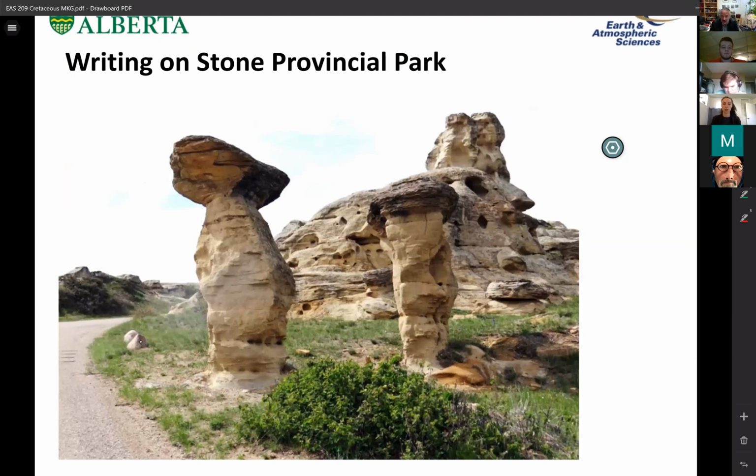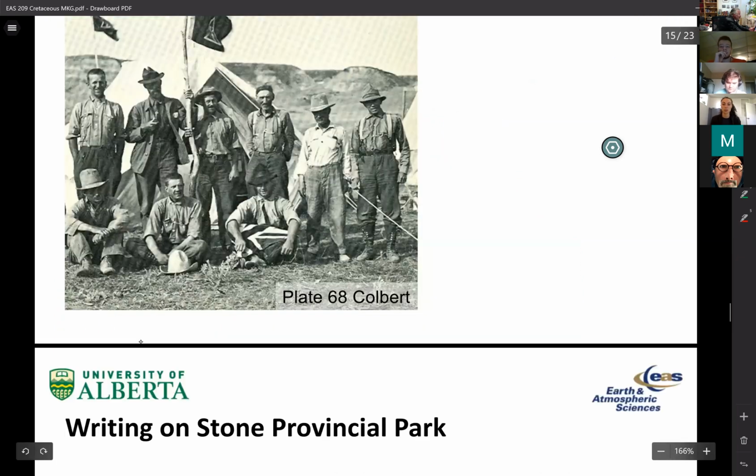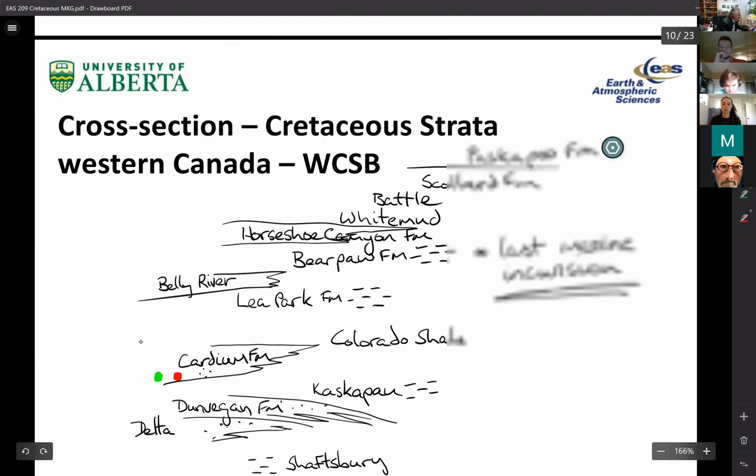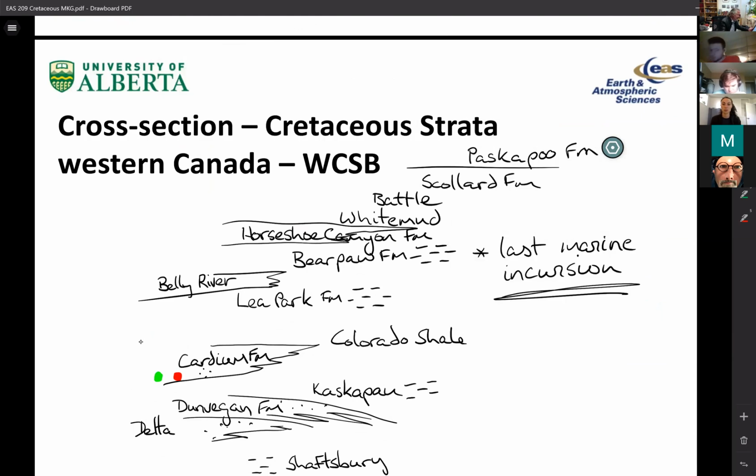Another cool place to go is Writing-on-Stone Provincial Park, where you can actually go look at the Milk River Formation. And that reminds me, there's something I wanted to show on our stratigraphic picture that I didn't. Sorry, I'm letting my tablet charge here. So I'm showing you everything that's kind of coming in from the west, but from the southeast, right at about this stratigraphic level here.